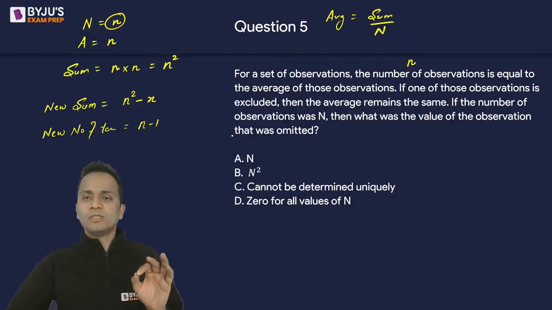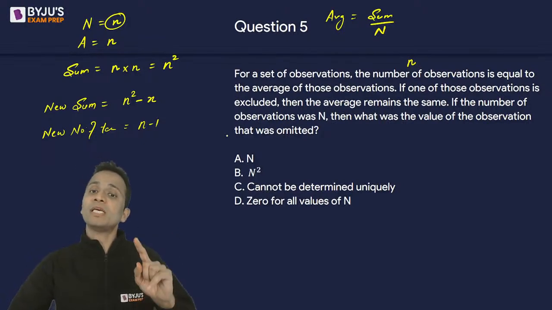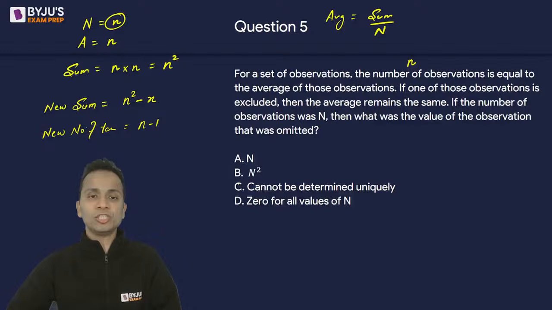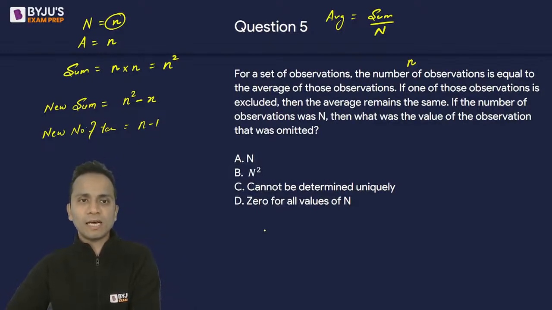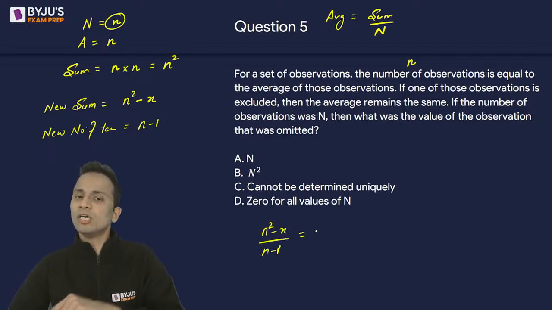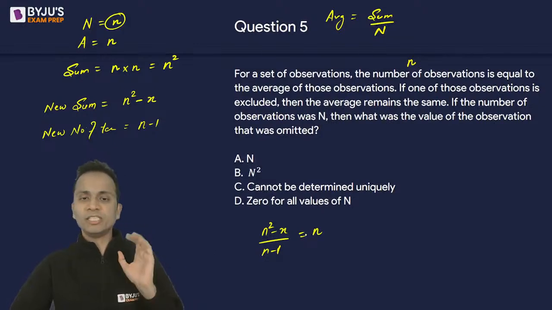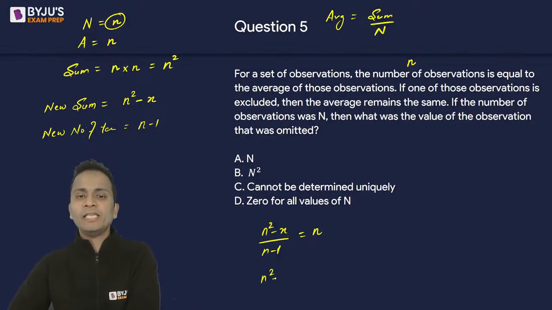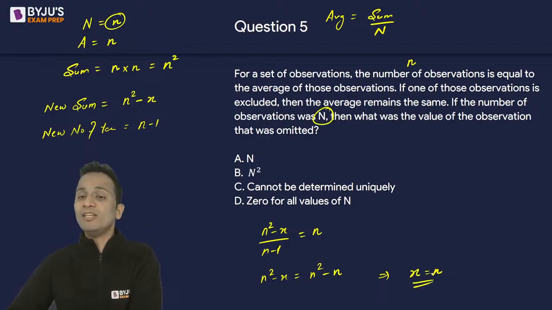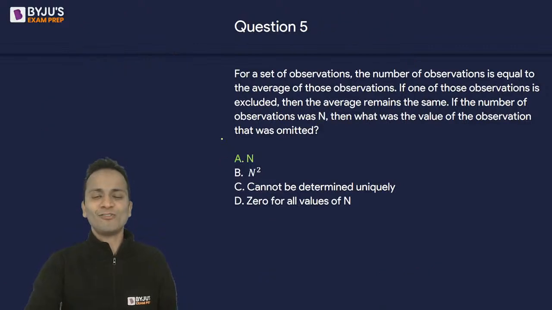So now the average of these remaining terms is the same. So the new sum, n square minus x, divided by the number of terms is equal to the original average, which is n. Now doing cross multiplication, n square minus x is equal to n square minus n. N square will get cancelled and you can say that the value of x will be equal to n. That's it. Okay. So the number of observations was n, and the value that was omitted was also equal to n. Option A will be the correct answer of this question.